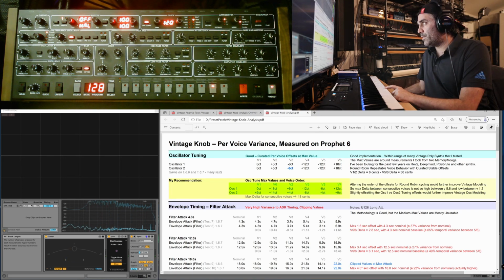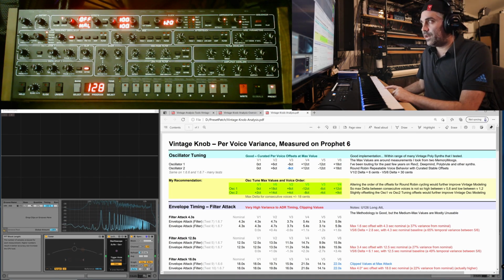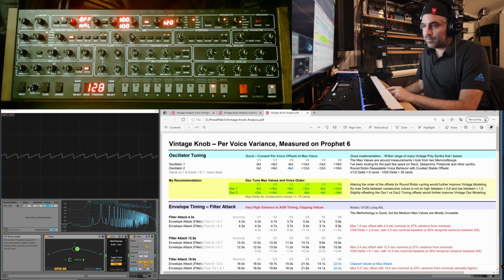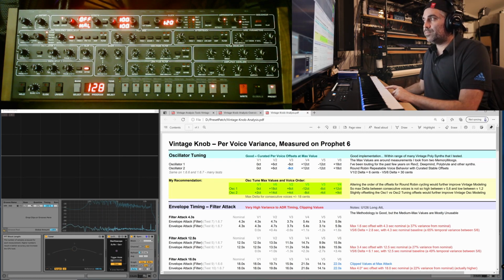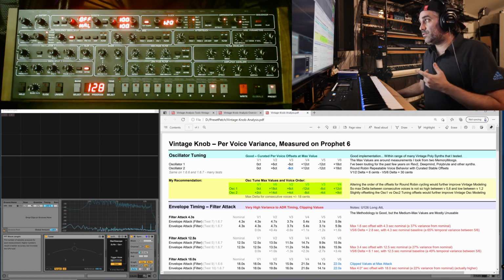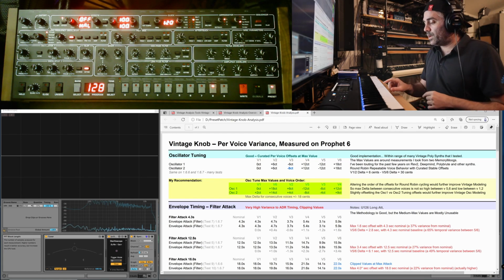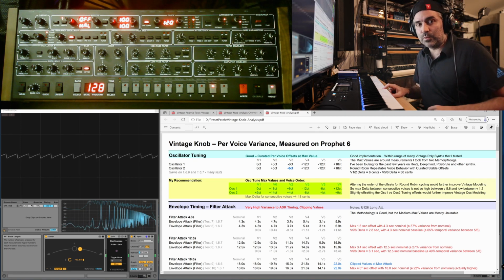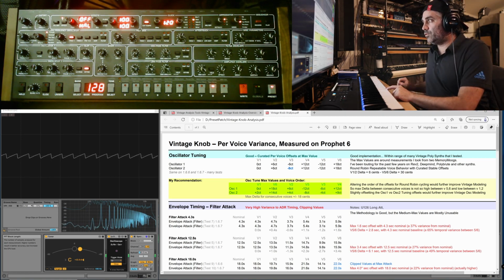And now it's going to be way up there at +18 or so. And now it's going to be perfectly tuned. And now +6 cents and -6, and so on and so forth. So it's just going to continue to cycle through these voices with these exact same offsets per voice for oscillator 1. Now if we switch to oscillator 2, this is oscillator 1 still at -12, so I know we're on voice 5 right here.